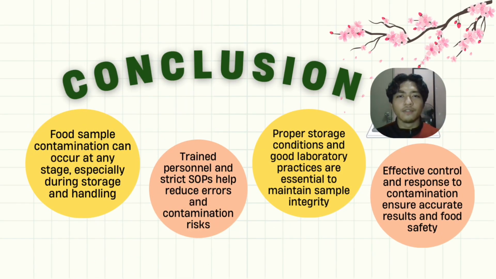In conclusion, food sample contamination can occur at any stage of analysis, especially during sample storage and handling. Well-trained personnel and strict SOPs help reduce human error and contamination risks. Proper storage conditions and good laboratory practices are essential to maintain sample integrity throughout the analysis. Finally, effective control and timely response to contamination ensure accurate analytical results and support overall food safety.